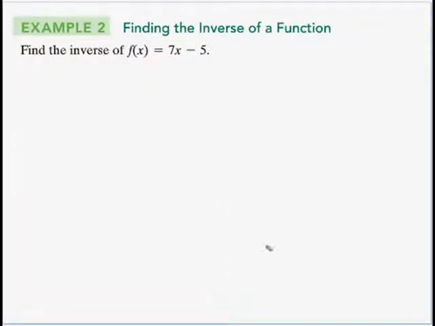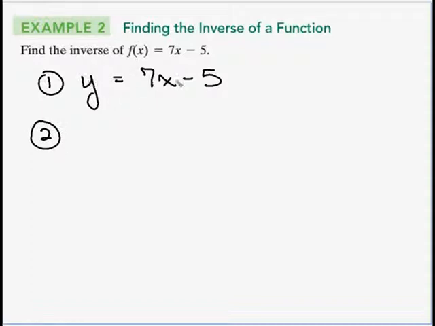All right, find the inverse of this function. f of x equals 7x minus 5. Well, step 1 said replace the f of x with the variable y. y equals 7x minus 5. Step 2, replace or switch the x and the y. So I'm just going to replace this y with an x, and the x gets replaced with a y.